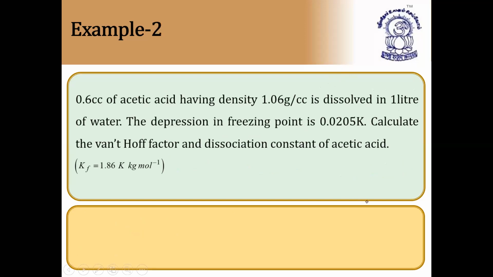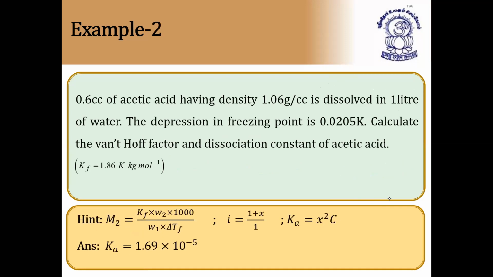Next, second example: 0.6 cc of acetic acid having density 1.6 grams per cc is dissolved in 1 liter of water. Acetic acid, CH3COOH, is again an acid electrolyte that dissociates to form CH3COO minus and H plus. The depression in freezing point is 0.0205 kelvins. Calculate the Van't Hoff factor and the dissociation constant of acetic acid. To find the dissociation constant, Ka is equal to C alpha square.